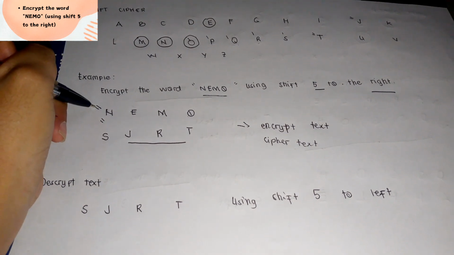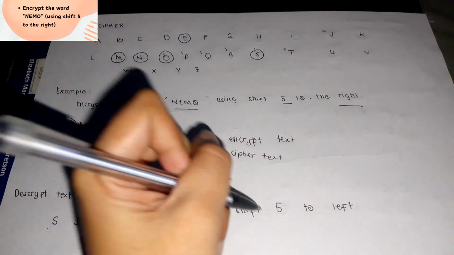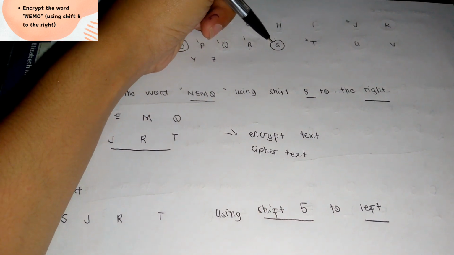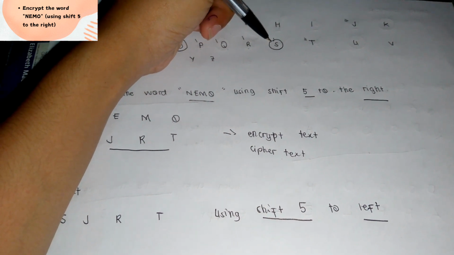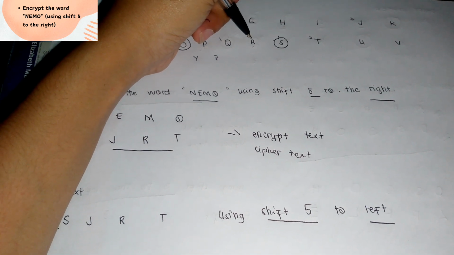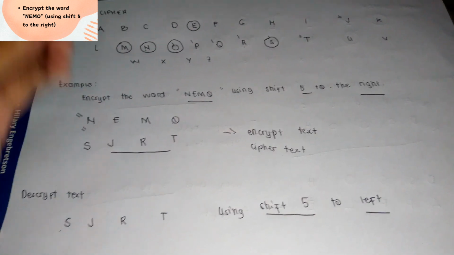word Nemo. So S is right here, and we were going to shift 5 to the left, not to the right. Okay? So S is right here. We were going to count 5 times to the left. So S, we're going to start right here. 1, 2, 3, 4, 5. We got N.